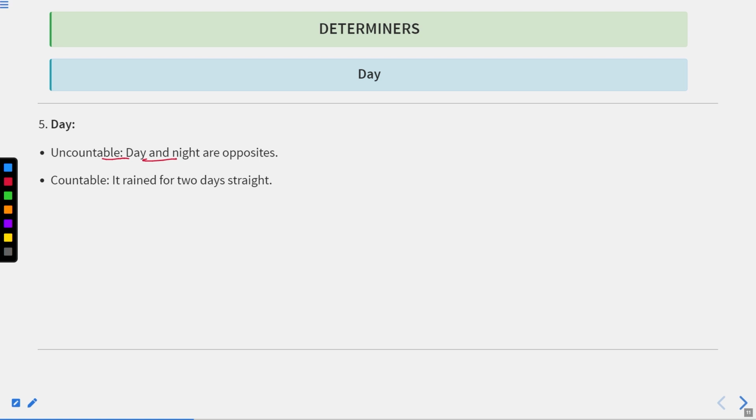Now day, uncountable. "Day and night are opposites." So here day and night cannot be said as "a day and a night." Why so? Because day and night are used in a general sense. We can say day and night are opposites, so these are not countable over here. But if I say "It rained for 2 days straight," I'm talking about 2 days, which I can count: 1 day, 2 days, and it rained for 2 days.